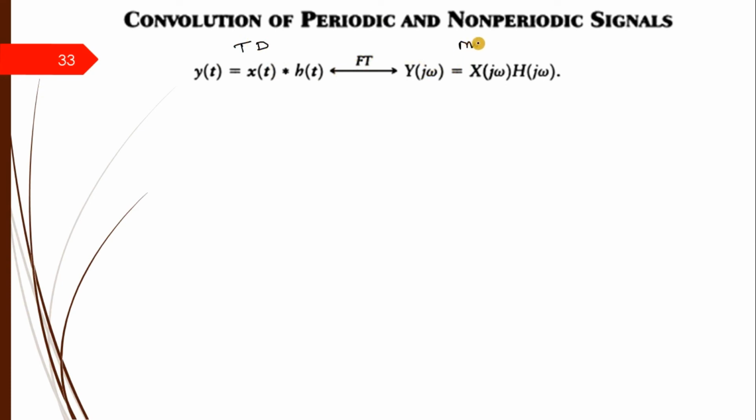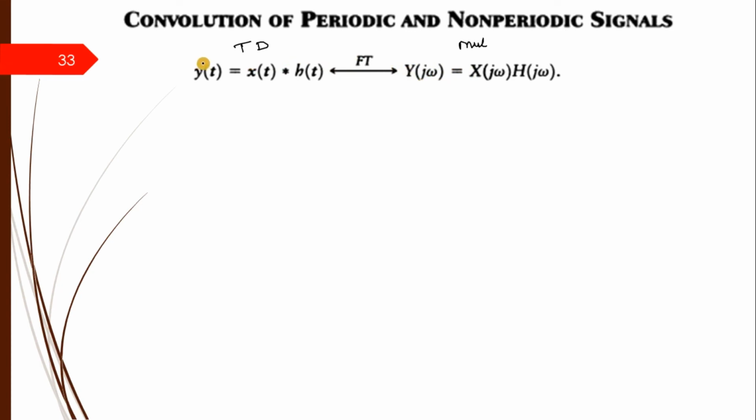Convolution of periodic and non-periodic signal. You know that if we do the convolution operation in the time domain, in the frequency domain we are just multiplying. This we have studied in Fourier transform properties, the multiplication property and the convolution property. Convolution in the time domain becomes multiplication in the frequency domain, and similarly, multiplication in the time domain becomes convolution in the frequency domain.